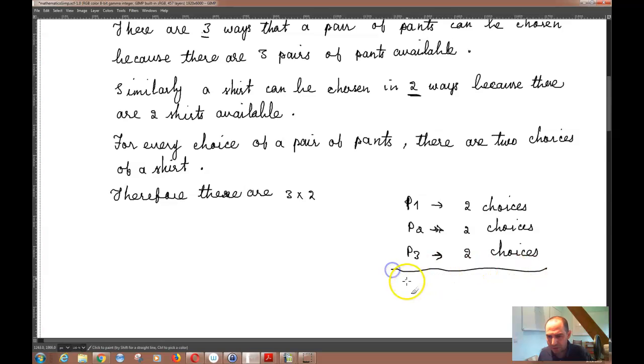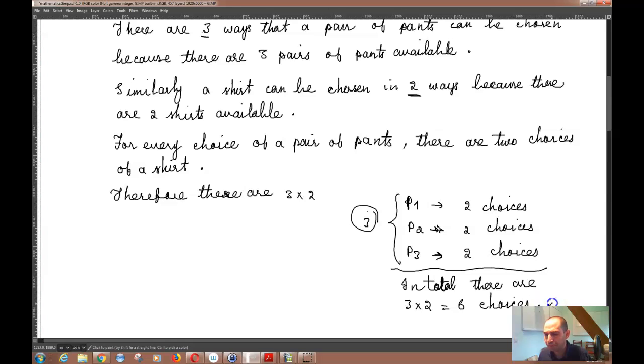So that means that in total you have three pairs of pants here. So there are 3 times 2, which is equal to 6 choices, meaning 6 pairs of pants and shirts.